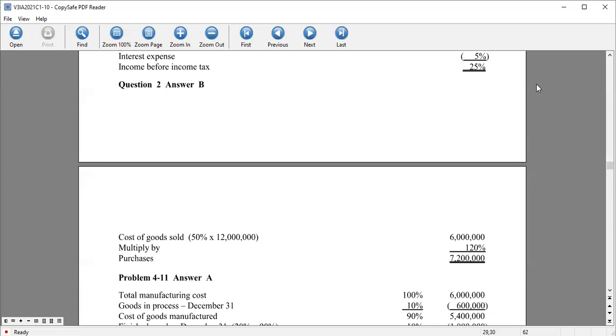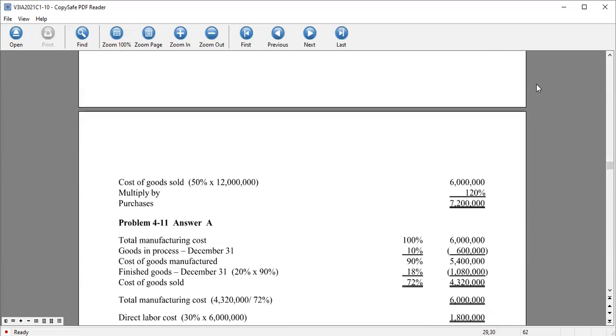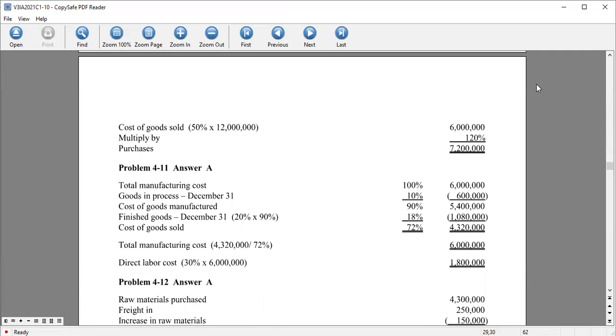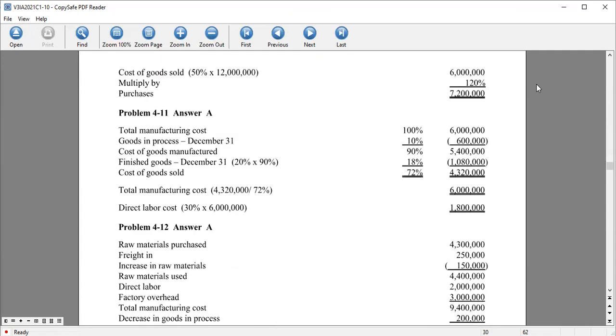By the way, 12 million is the amount of sales, and we multiply by 120%. We now get the amount of purchases of 7.2 million. Then we move on to number 11. What amount should be reported as direct labor cost incurred? So for total manufacturing cost, we have to deduct goods in process end of 600,000. Then we have the cost of goods manufactured of 5.4 million.